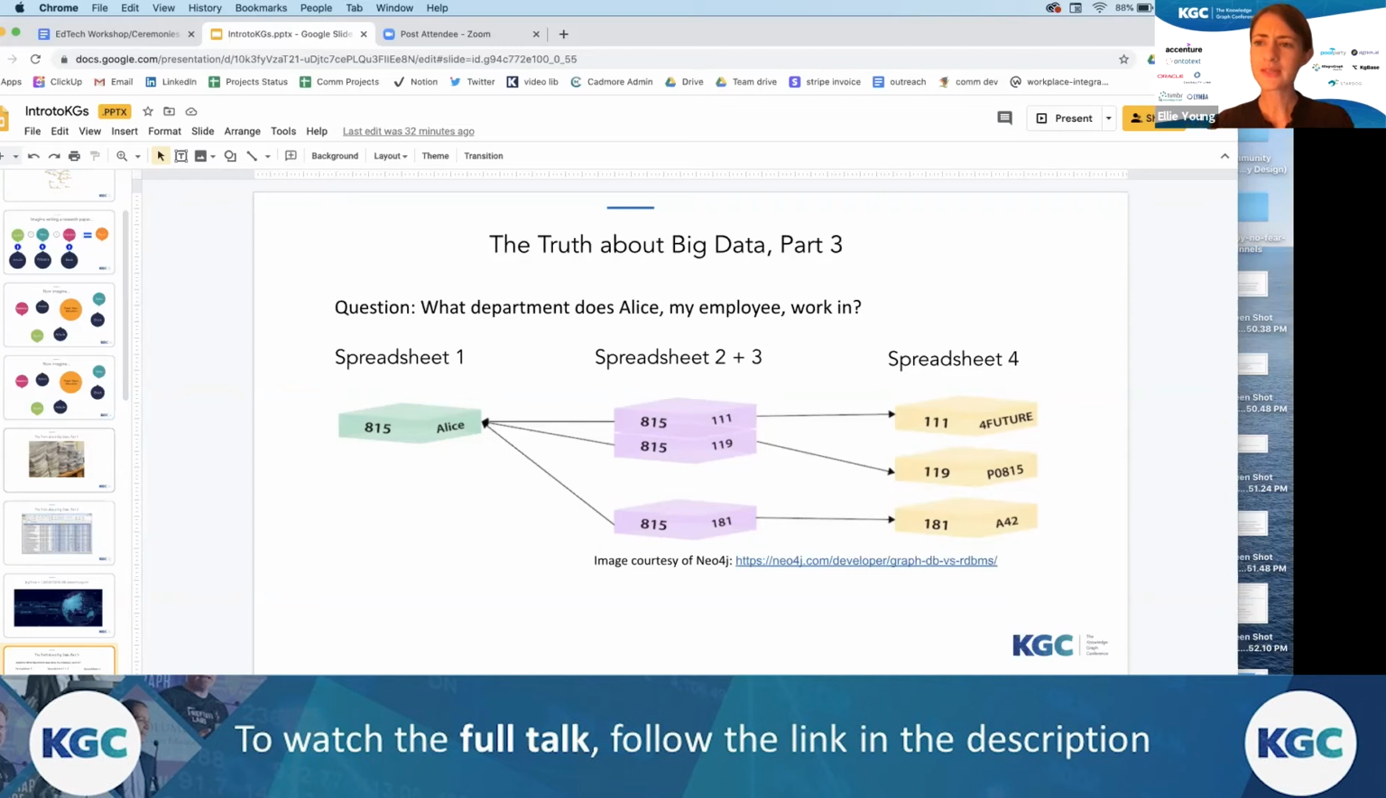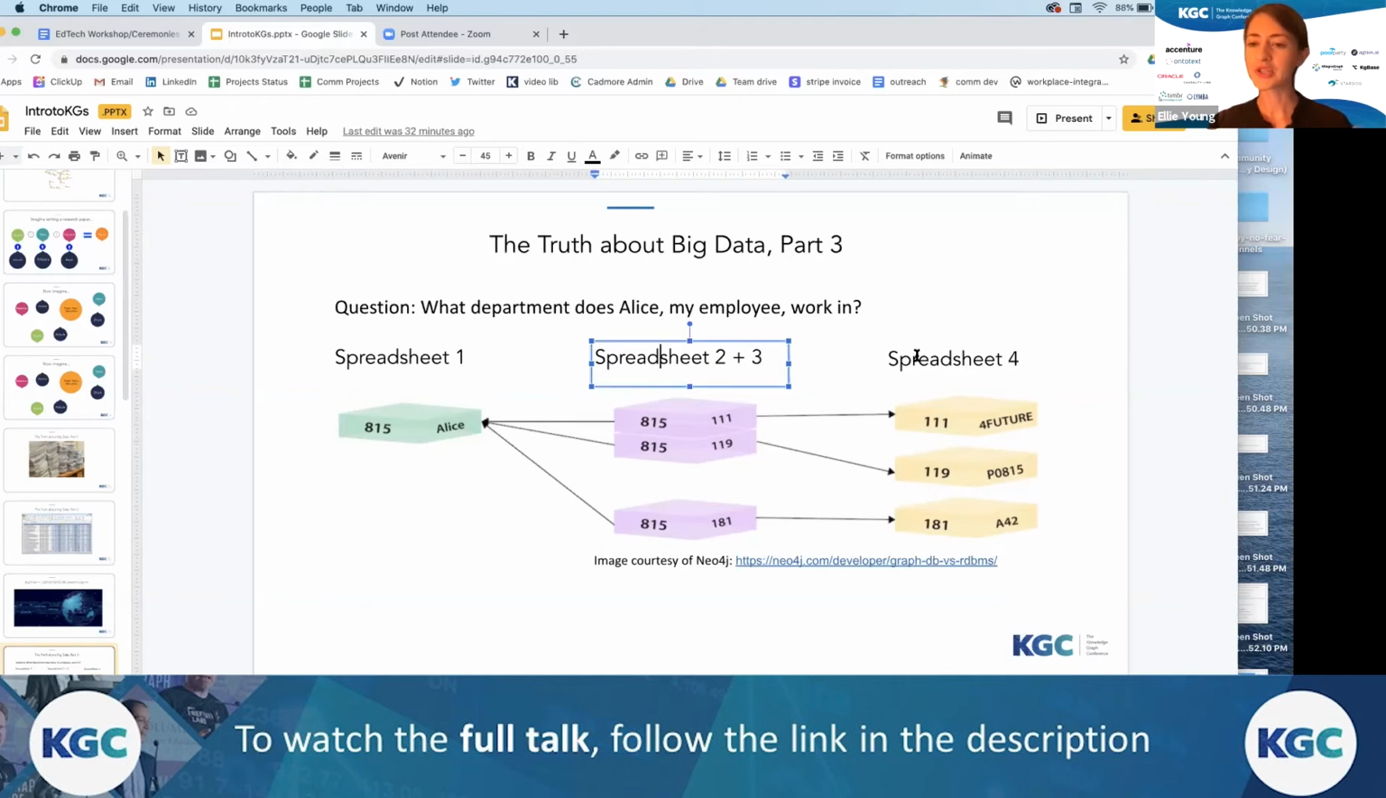So that's what this picture is showing us, right? We have spreadsheet 1, spreadsheets 2 and 3, and spreadsheet 4. And we're using all of these to answer a fairly simple question: what department does Alice, my employee, work in?